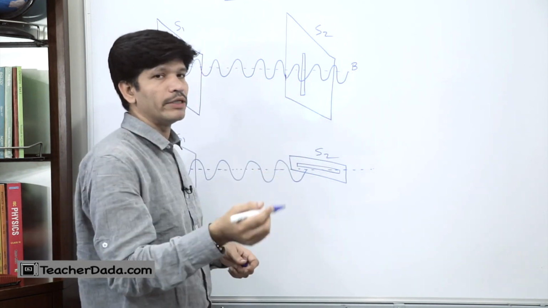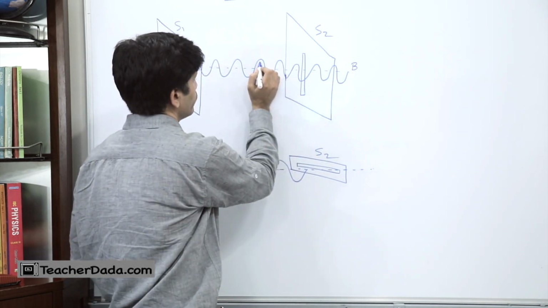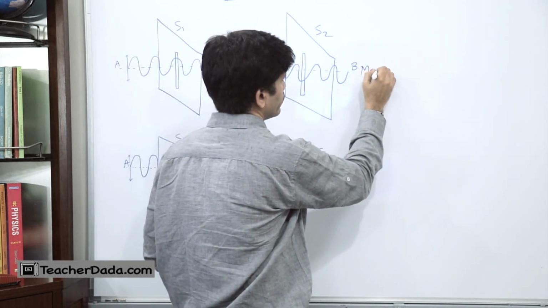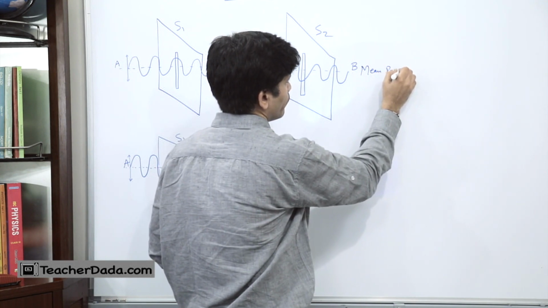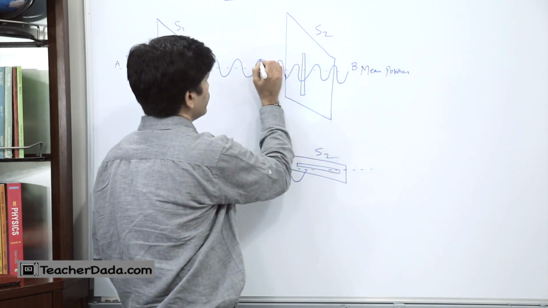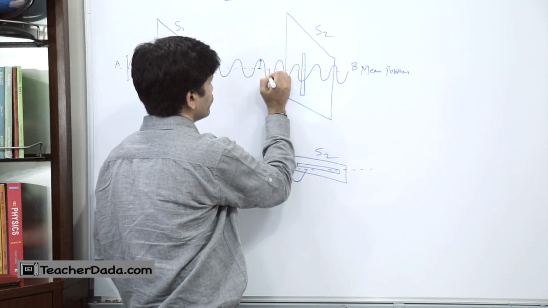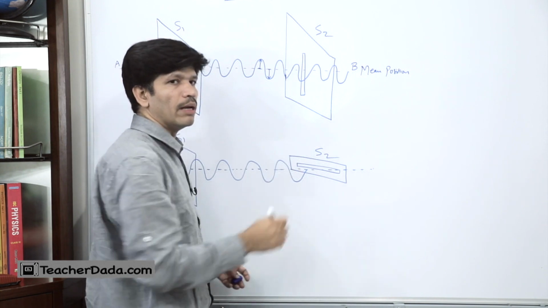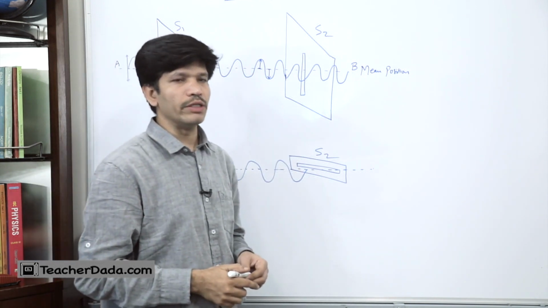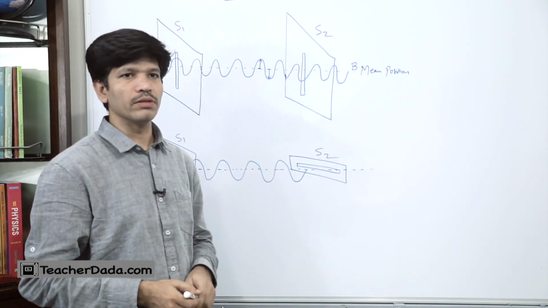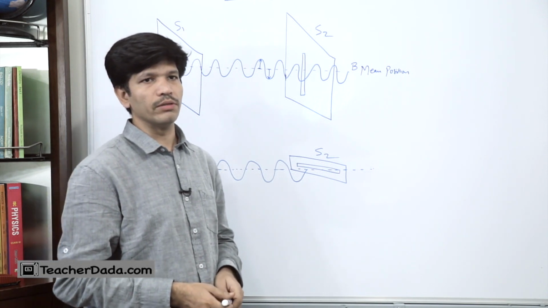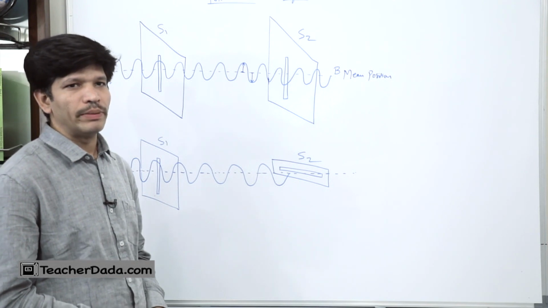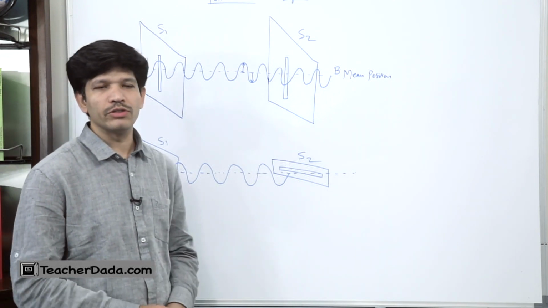Now what is the amplitude? Amplitude means the maximum displacement from the mean position. So this dotted line, here we can write mean position, and this is the amplitude from here to here. There is one peak and there is one valley. So this is the amplitude, and it is going undiminished and reaching the person at B. Now if however S2 is rotated to become perpendicular to S1, the vibrations are stopped.